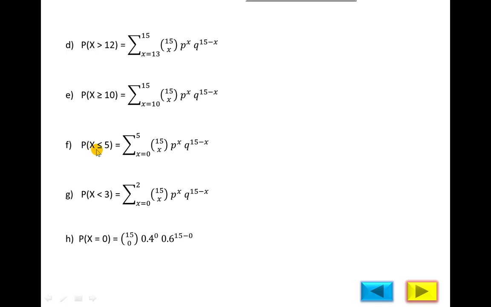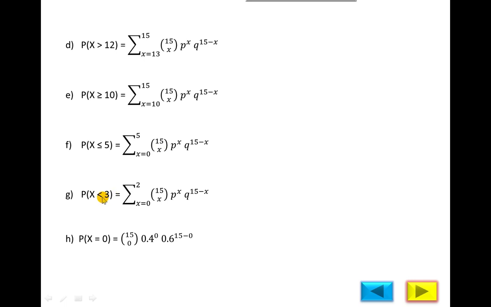At most 5 survive, maximum 5. ज़्यादा से ज़्यादा 5. Not more than 5, but maybe less than 5. So less than 5 means the minimum value will be equal to 0 patients. So from 0 to 5, substitute one by one here: 0, 1, 2, 3, 4, 5, and you have already calculated different values of x, and the previous part you can use in this part.